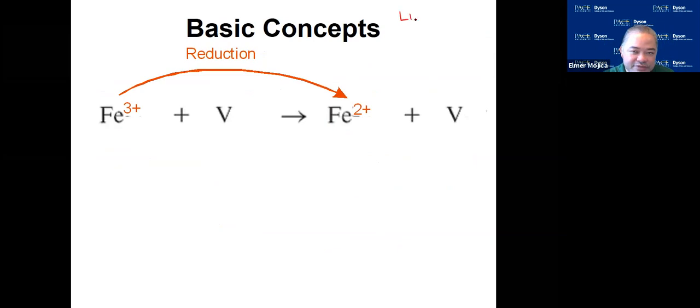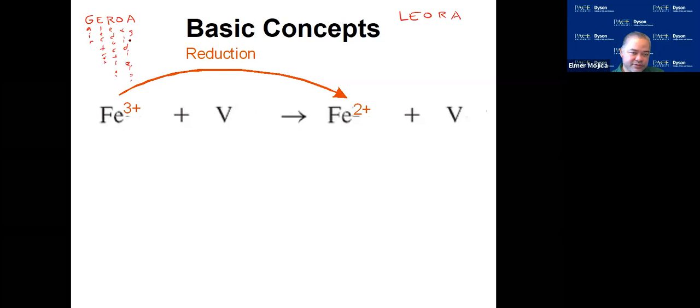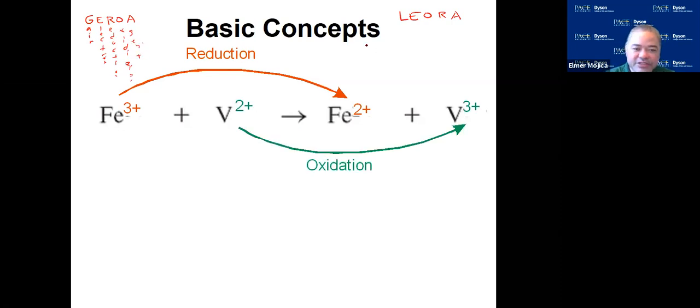Last time, I'm not sure if I introduced you to this concept of LEO and GER, because that's the basic of redox reaction. Redox reaction is just the transfer of electrons. This is a reduction. What does this mean? If it's a reduction, it's in GER: it gains electrons, undergoes reduction, and is the oxidizing agent. The other one is your oxidation. If you lose electrons, that's oxidation, and it is the reducing agent.